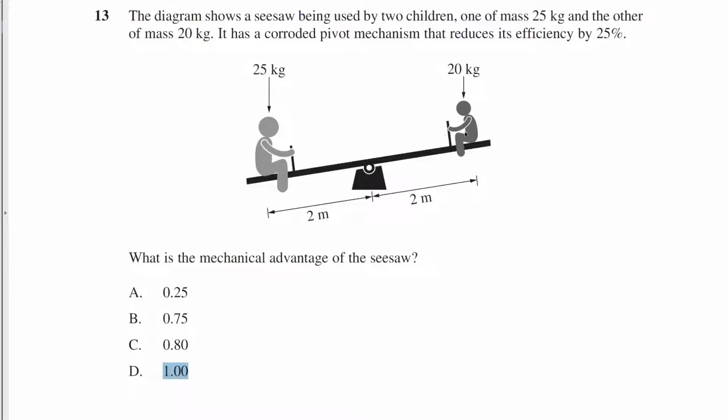If the little kid wanted to be more effective, they could sit further back, or rather the big kid could sit further forward, and that would balance it out. But what they would be doing is changing that 2 meters. So if the velocity ratio is 1, and the efficiency has been reduced by 25%, so effectively the efficiency is 75%, we know mechanical advantage equals 75% times 1, which is B.